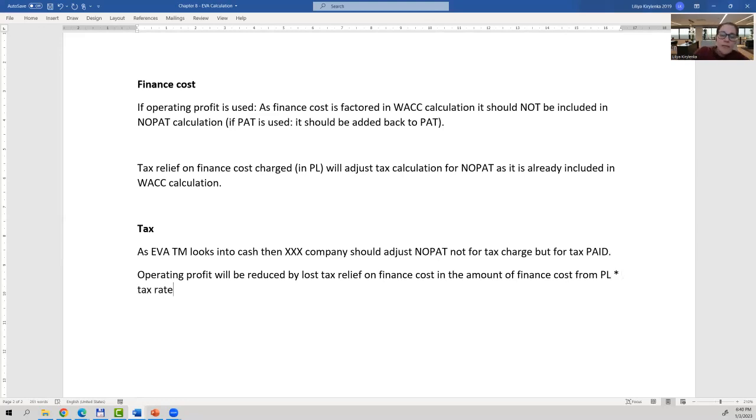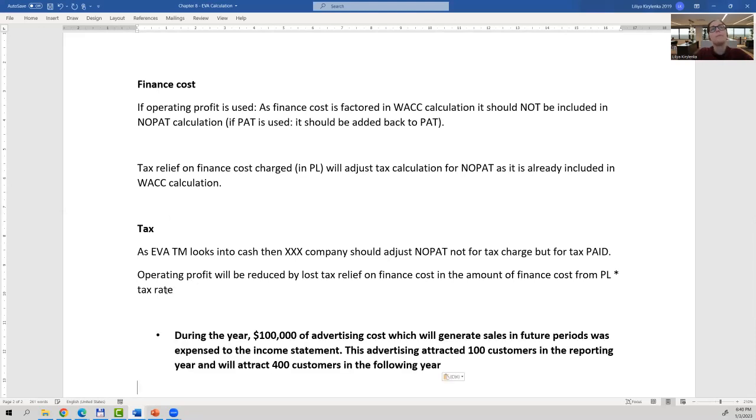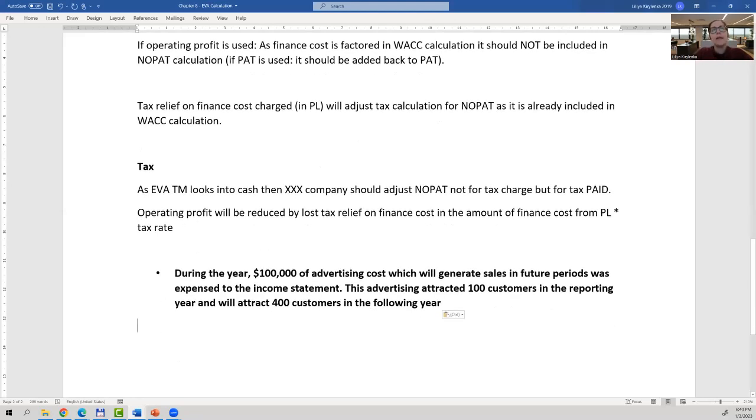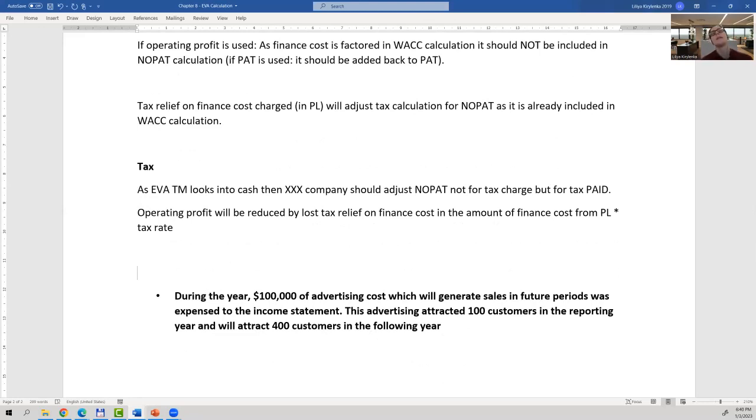Well, theoretically, if it was financial income, then you would use financial income, but I've never seen questions like that. But just know that it can be. Okay, and now going to numerical examples. I've listed a few for you. During the year, 100,000 of advertising cost, which will generate sales in future periods, was expensed to the income statement. This advertising attracted 100 customers in the reporting year and will attract 400 customers in the following year.